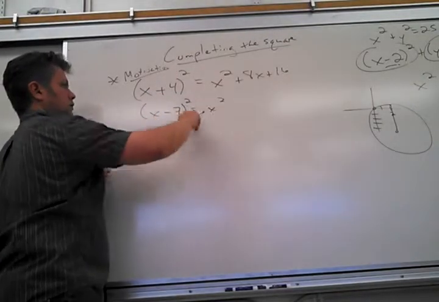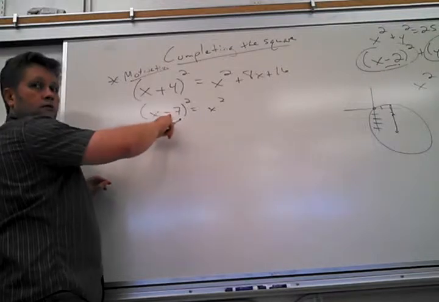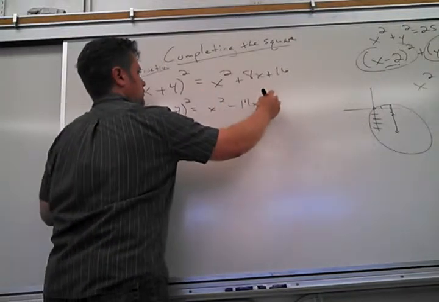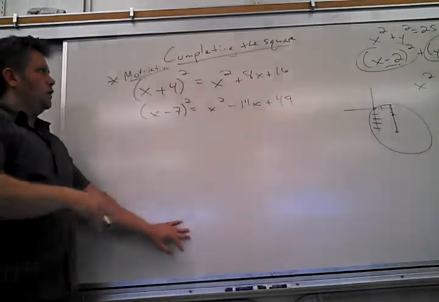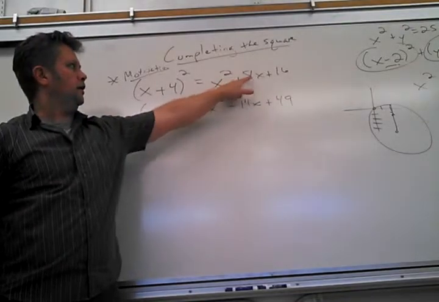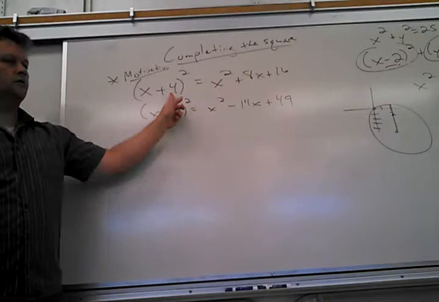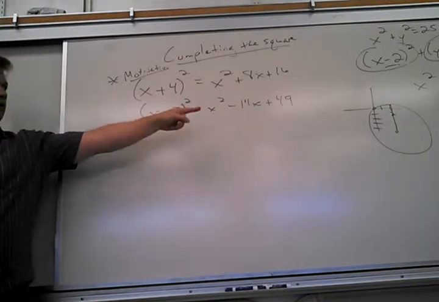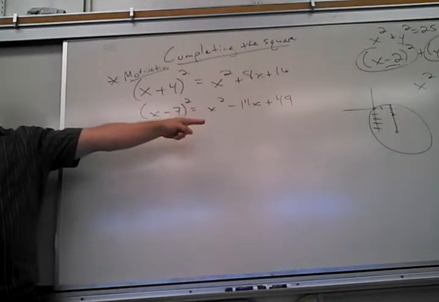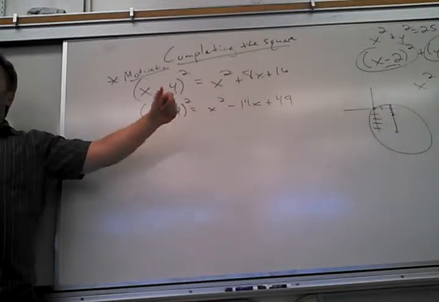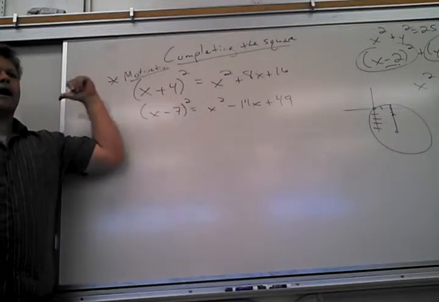It'll be x squared minus 14x plus 49. What keeps happening? That middle number is double that, and the last number is that squared, right? Always, no matter what you do, it's going to come out that way. So completing the square is actually going backwards.